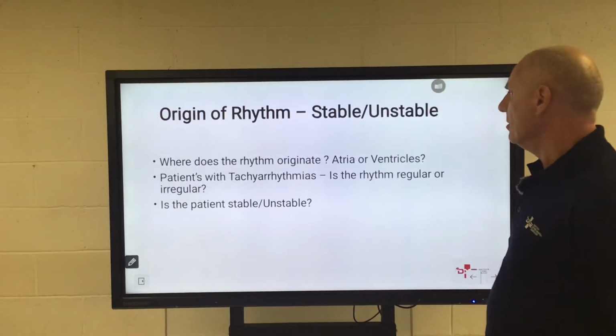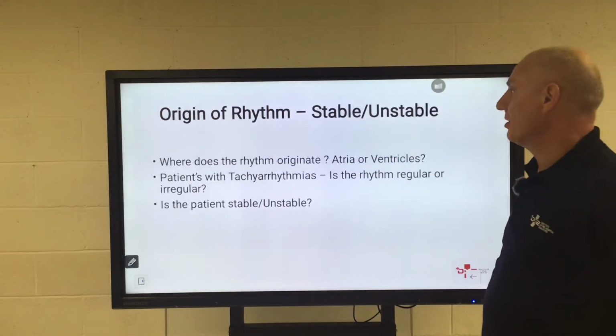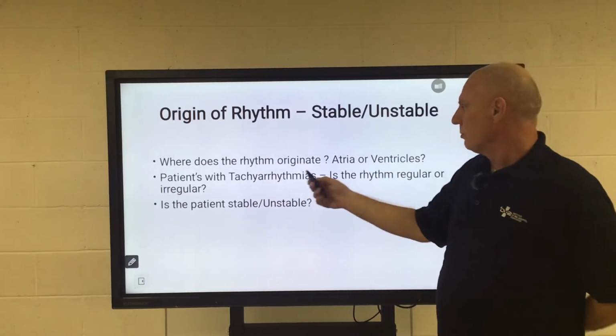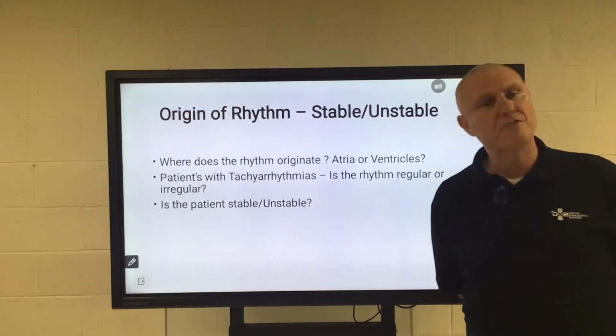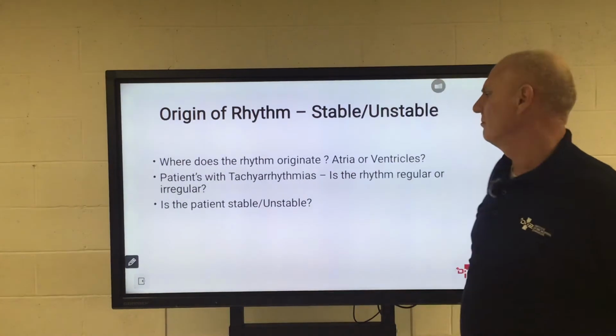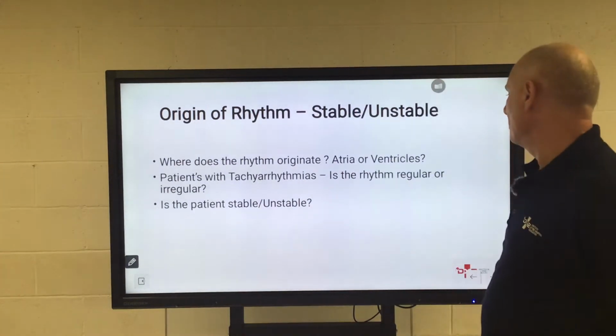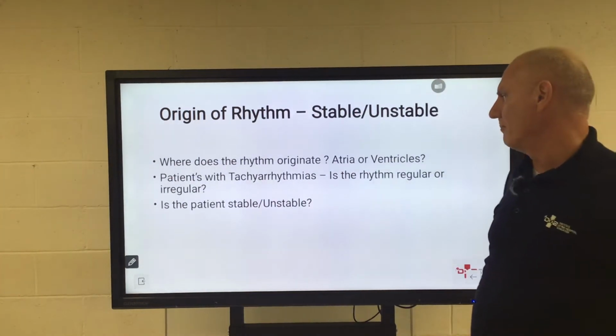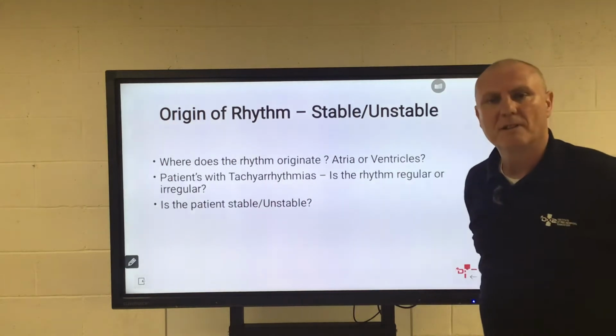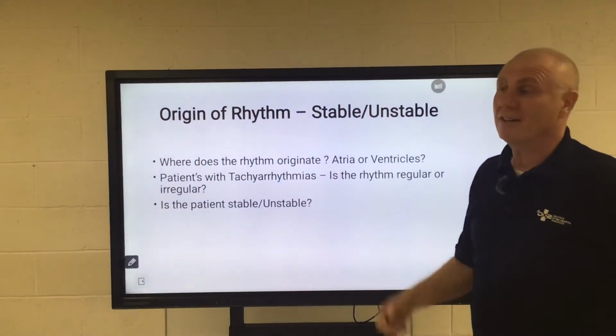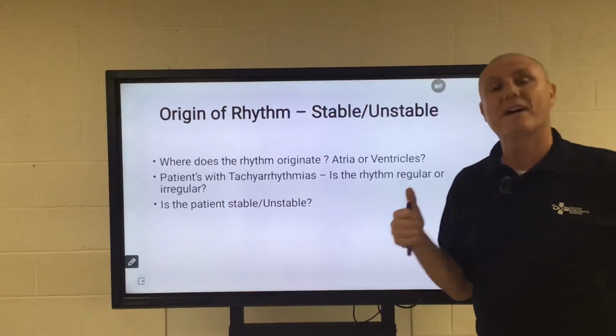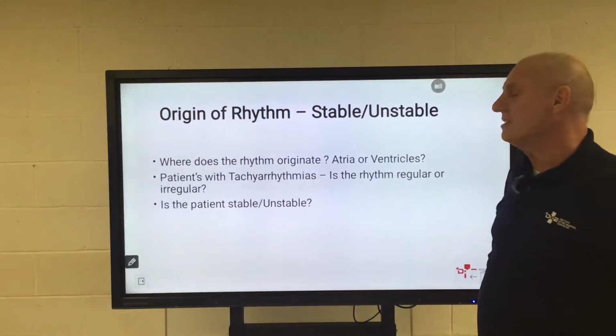So the origin of the rhythm, and is the patient stable or unstable? So where does the rhythm originate, the atria or the ventricles? How do we know the difference? Patients with tachyarrhythmias, is the rhythm regular or irregular? So is it a regular arrhythmia or is it irregular? Is it a fast regular rhythm or a fast irregular rhythm? Is the patient stable or unstable?